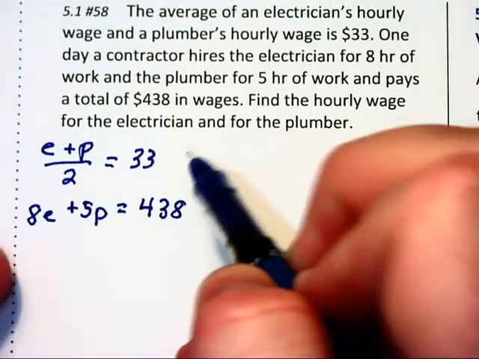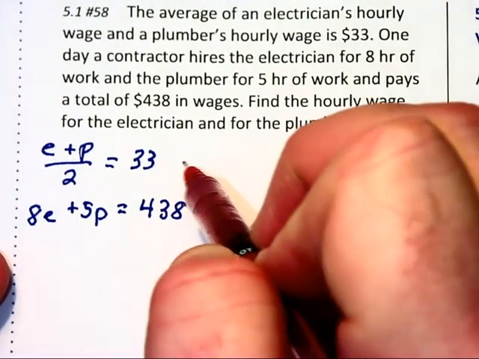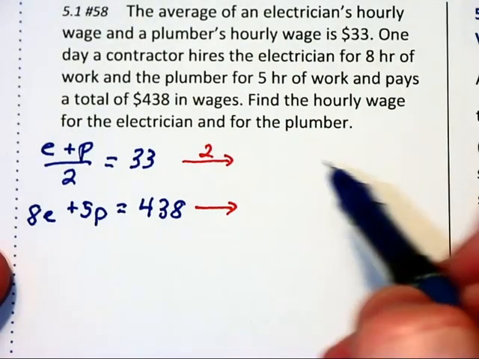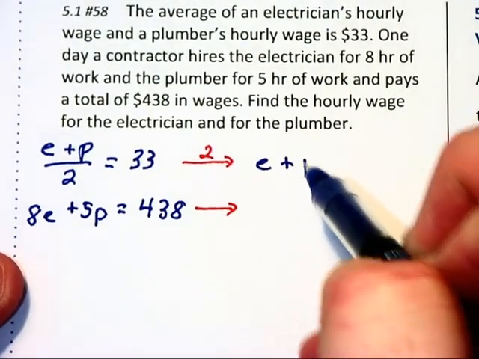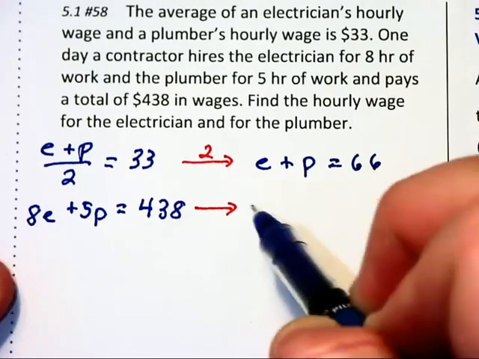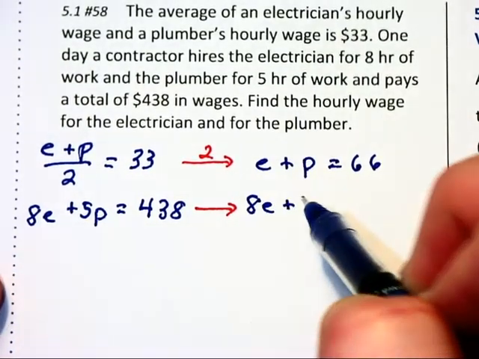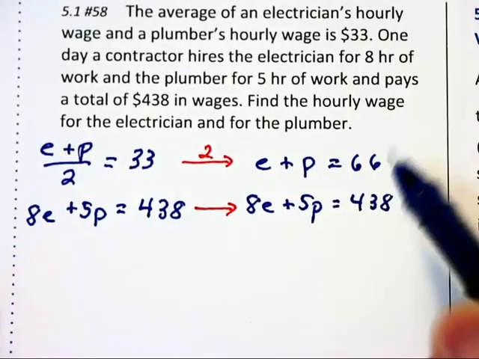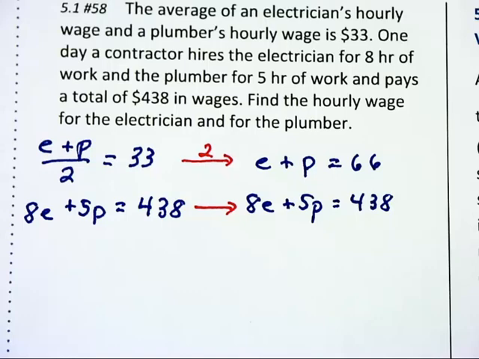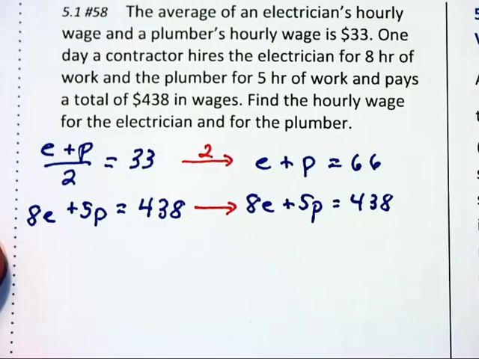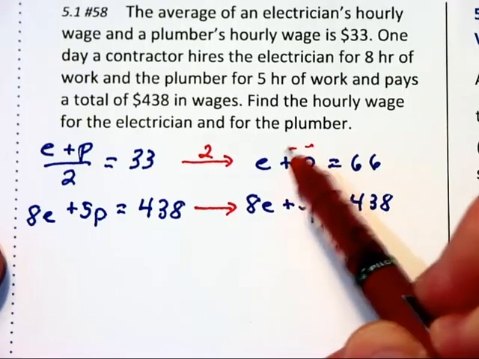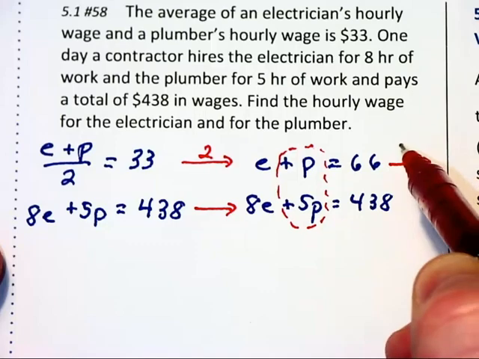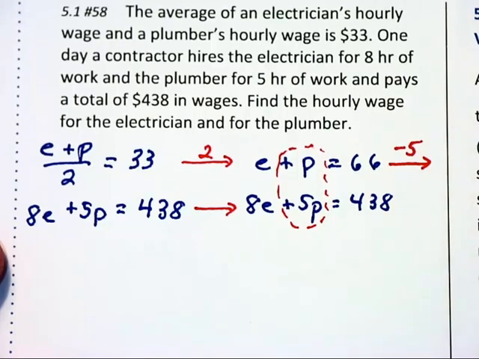Let's take this first equation, multiply through by 2 to clear the fraction first, and slide this equation over. We will have E plus P is equal to 66, and keep the 8E plus 5P is equal to 438 for the second. It's probably going to be easier to go with 5's in front of our P's for elimination, so I'm going to choose to multiply that first equation through by -5.